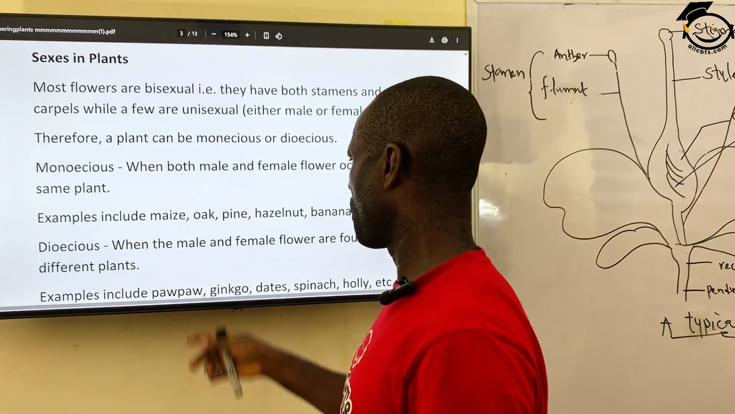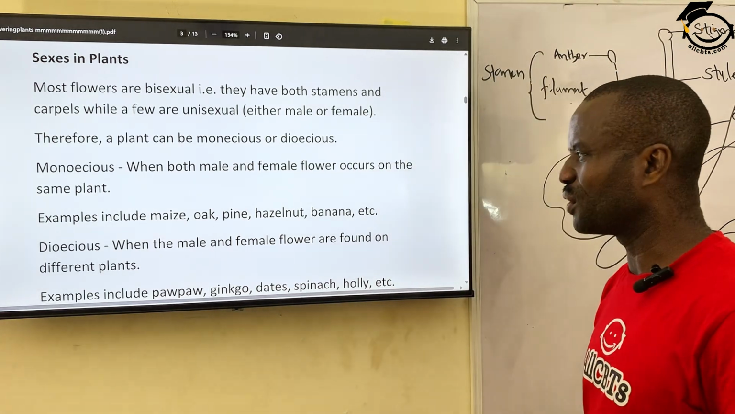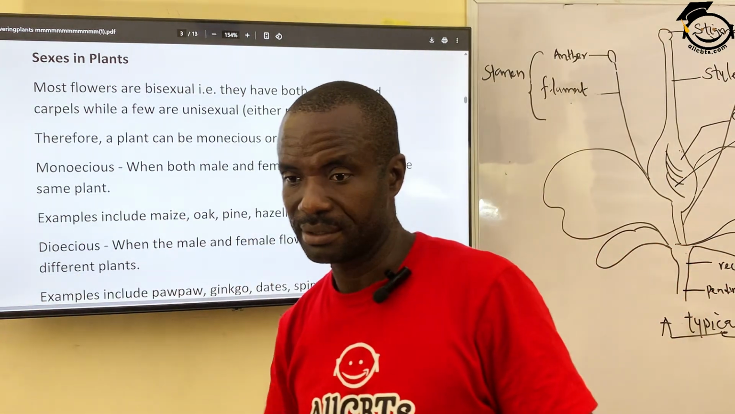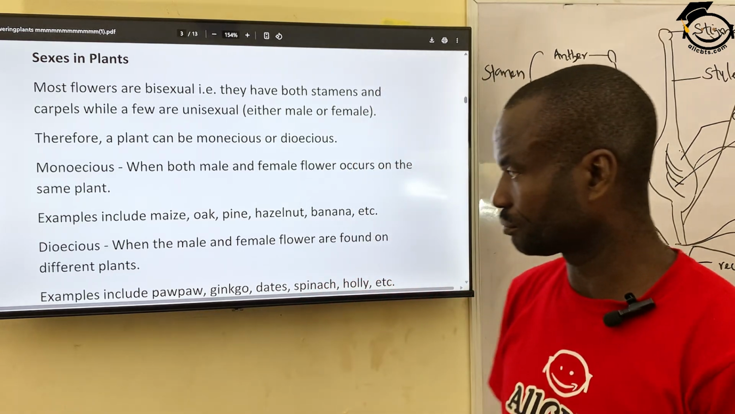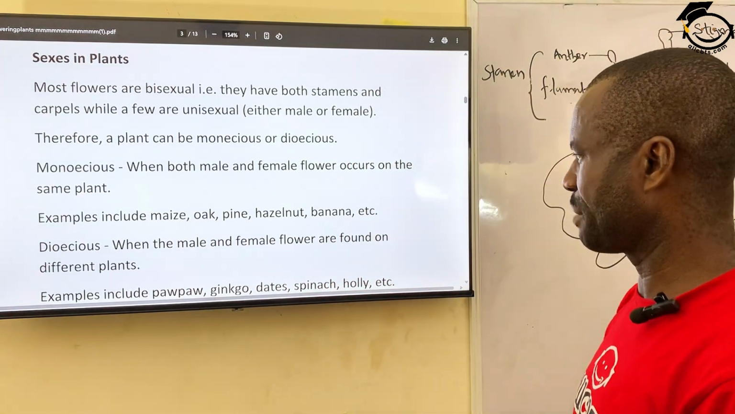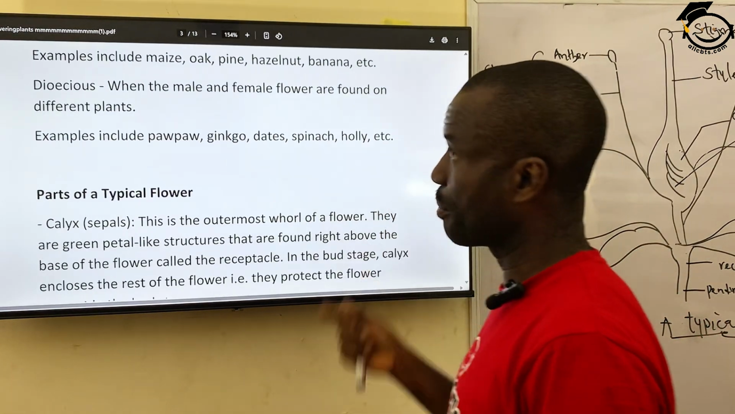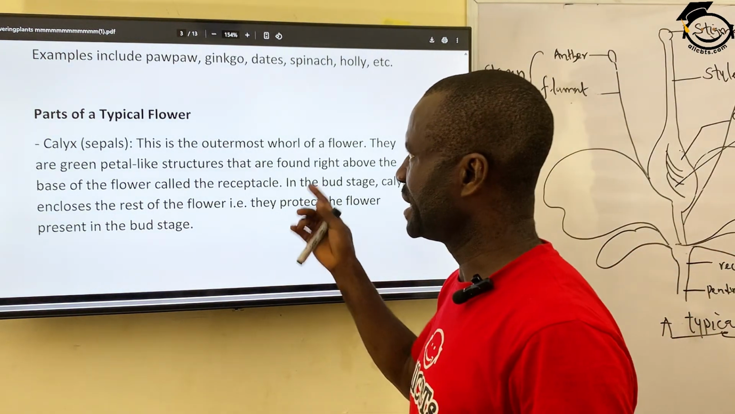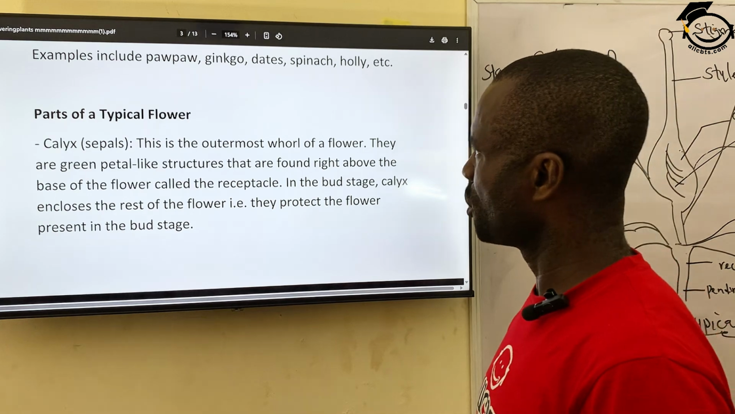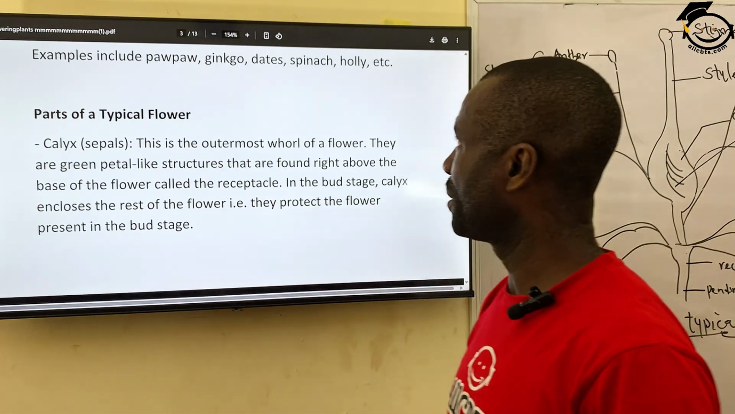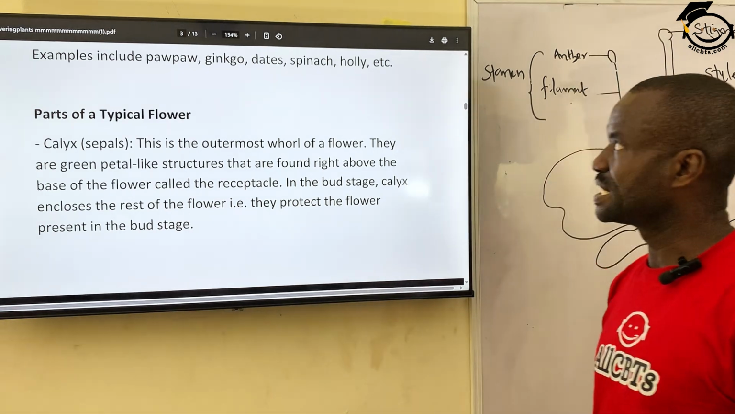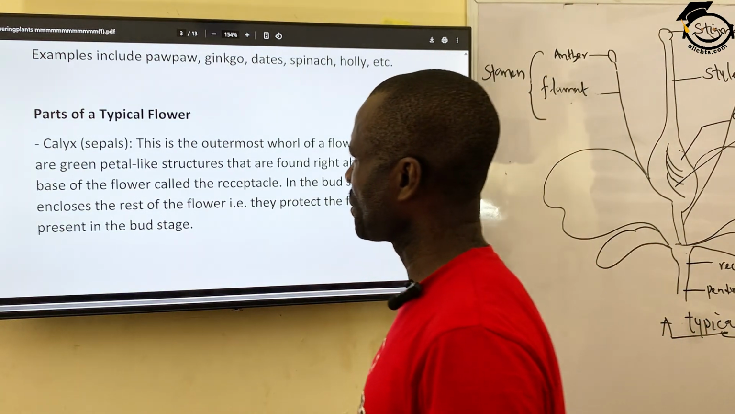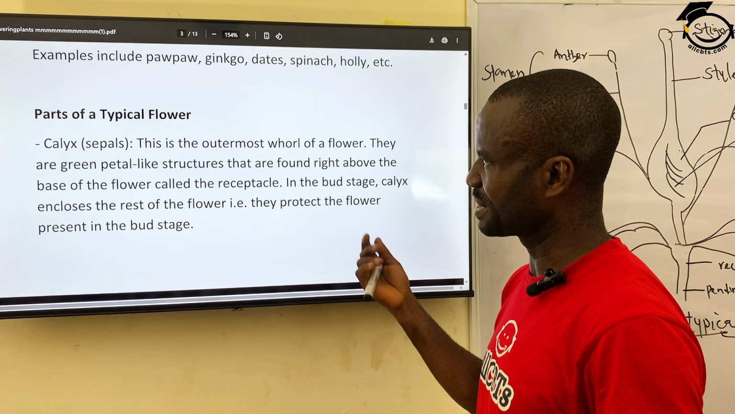Then dioecious, when the male and female flowers are found on different plants. You know, each plant has either a male organ or a female organ. Examples include pawpaw. If you look at pawpaw, you have either male pawpaw or female pawpaw. Examples of dioecious are pawpaw, ginkgo, dates, spinach, holly, etc.